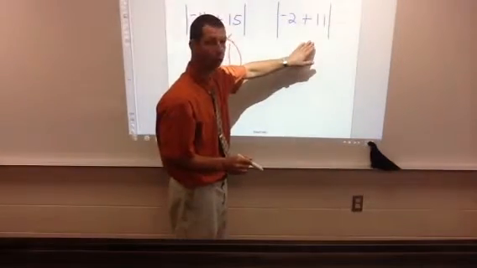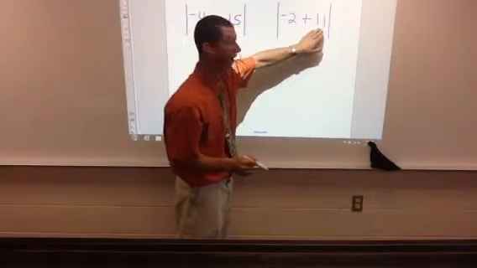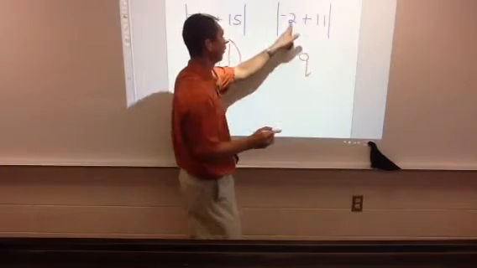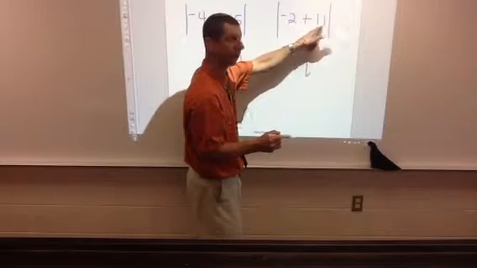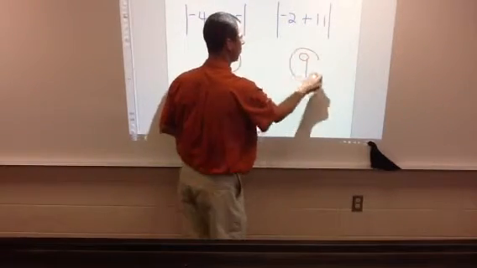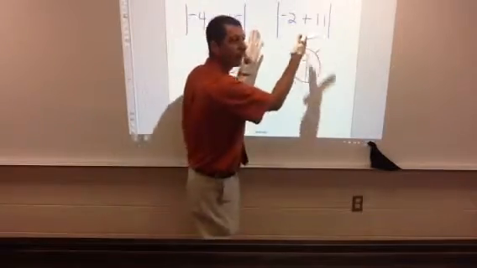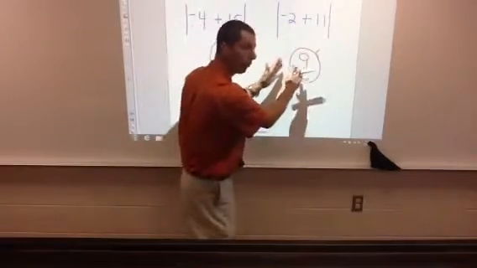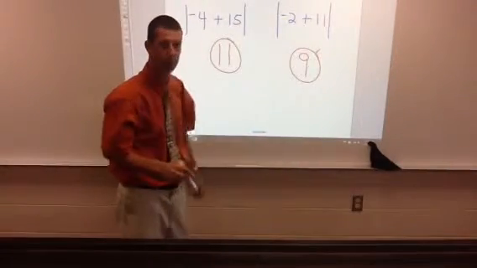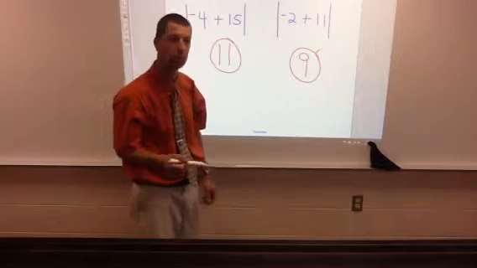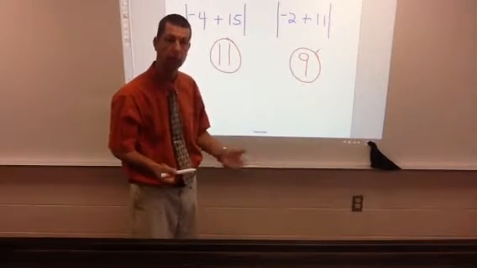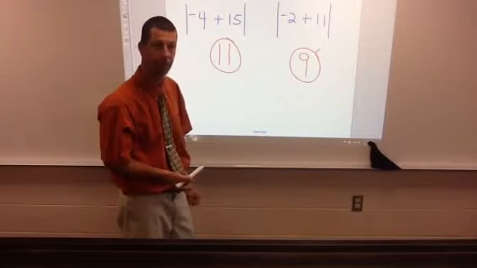Same situation over here. -2 plus 11, I subtract, I get 9. What number is further from 0, -2 or 11? Well, 11 is, so 11 is positive, so my answer stays positive. Even if I got a negative here, it would go to positive because it's absolute value. These are absolute value symbols. So you're going to have a few on your homework that look like this. Very doable. You're going to work your way through them a little bit, and you'll be fine.